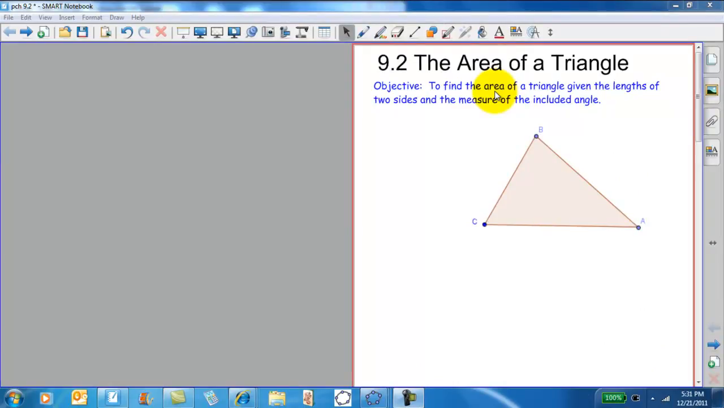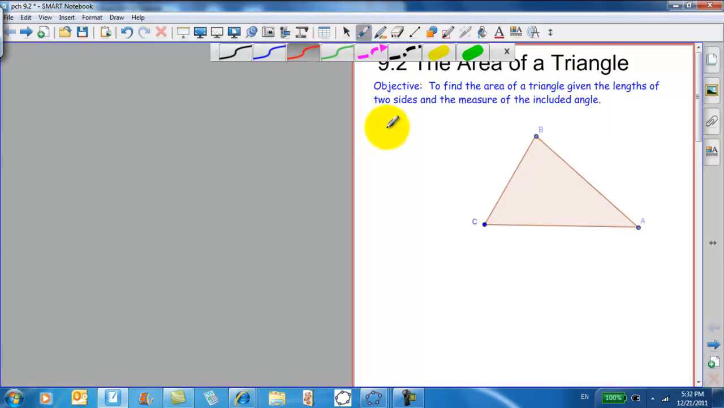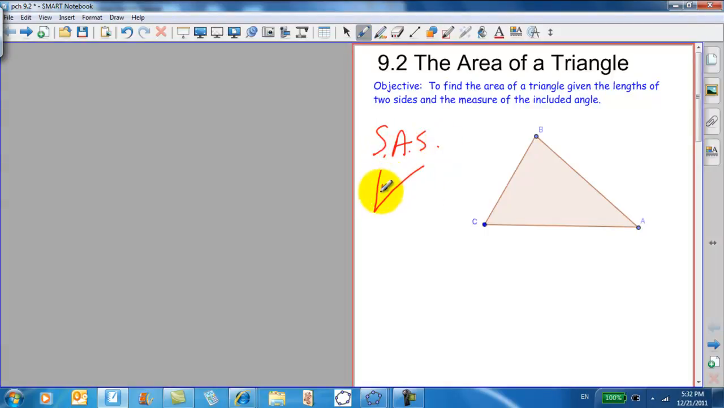Hello pre-calc honors students, here we are with the area of a triangle, 9.2. We're going to do a specific area formula, that is the area of a triangle given the lengths of the two sides and the measure of the included angle. You studied this in geometry a lot with the idea of side-angle-side, where you're given two sides and the angle between, and that determines a unique triangle.